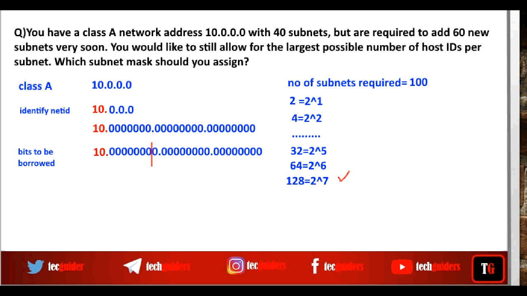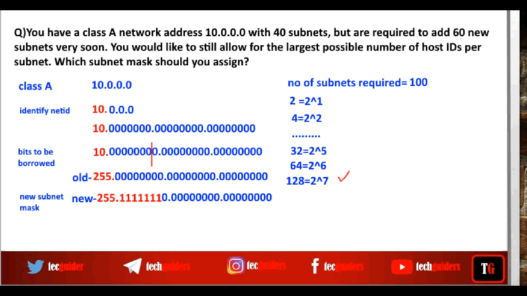Now by borrowing 7 bits, we shall apply the new subnet mask. The old subnet mask was 255.0.0.0. Now we have added 7 more bits to the network identification portion. Hence, the new subnet mask is 255, then 7 ones followed by all zeros. 8 ones is 255, and this is 255 minus 1, 254. So it is 255.254.0.0.